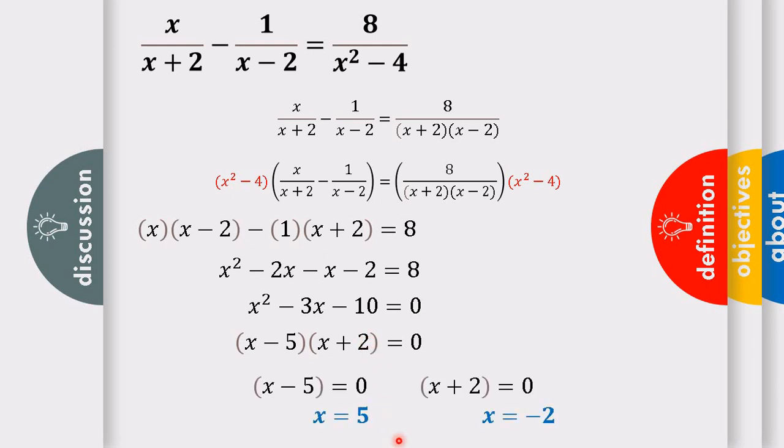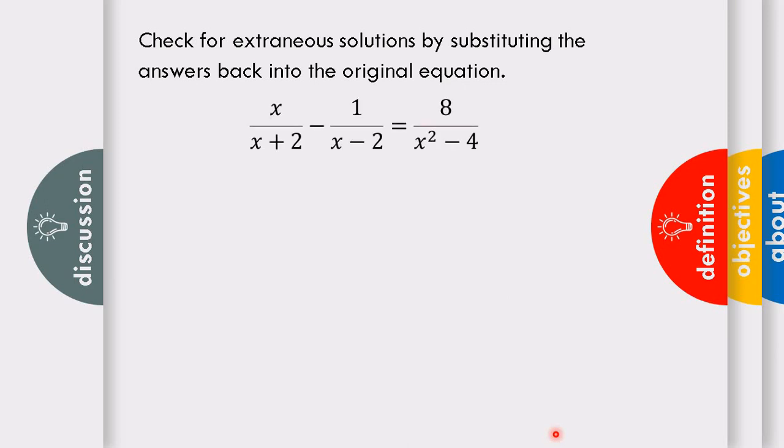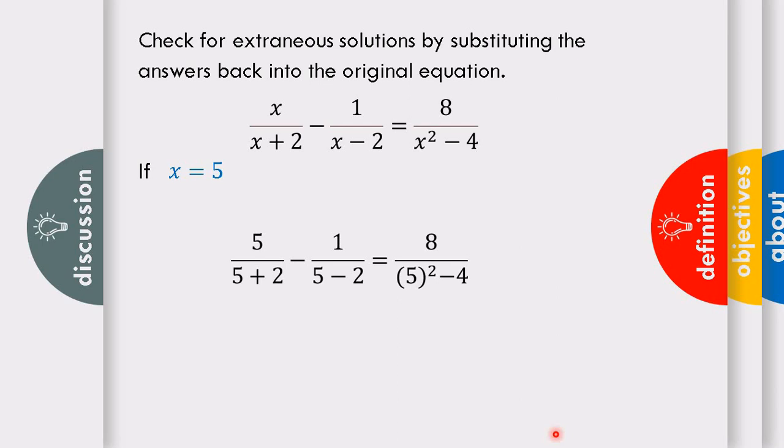So the values of x are x equals 5 or x equals negative 2. Then let's check if these two x values are solutions or not. Using the same rational equation, if x is equal to 5, substitute 5. 5 over 5 plus 2 subtracted to 1 over 5 minus 2 is equal to 8 over 5 squared minus 4. So simplify, the answer is 8 over 21 is equal to 8 over 21. So therefore, 5 is a solution.